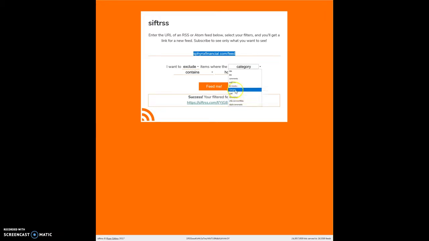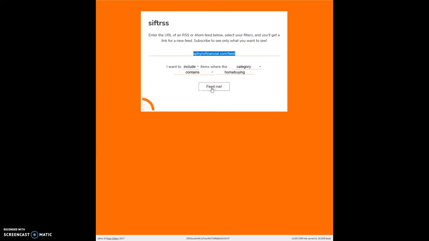If you are trying to send a newsletter, you're probably going to want to include items where the category is newsletter, and then when you create the campaign, or rather the blog post, make sure that you tag it as newsletter so that the filter knows how to find those posts. So I'm just going to leave it as home buying for now and hit feed me, and it will create its own RSS feed link for me.